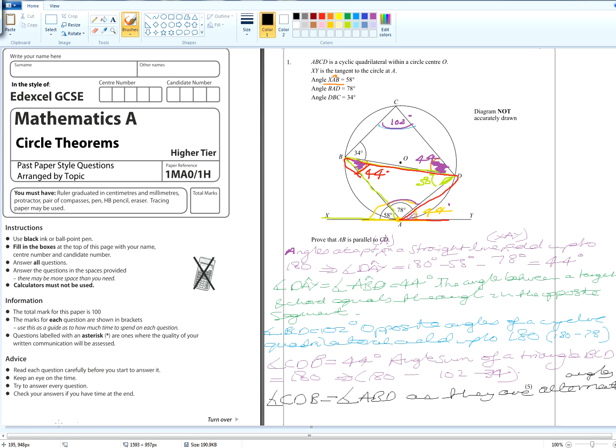Okay. It's not CBD, that's something else. It's making AB parallel to CD. Okay, done. Is it CBD or is it CDB? Angle CDB. CDB is that one there, the purple blue. And the other one, angle ABD.